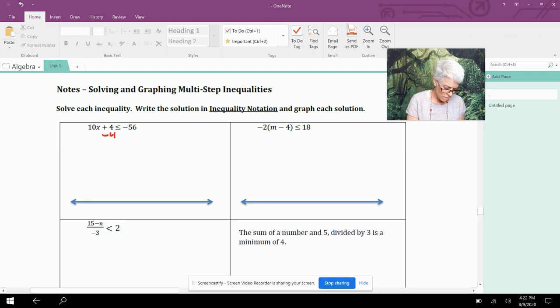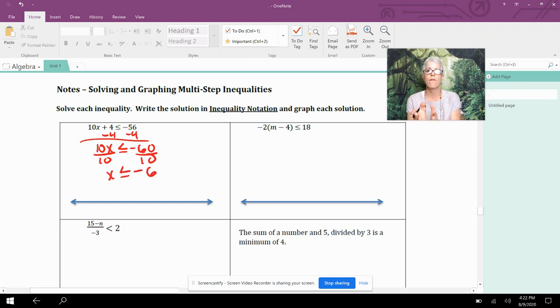So I'm going to do -4, -4. That's like always. I bring everything down. Now I'm going to divide by 10. And I have x is less than or equal to -6.